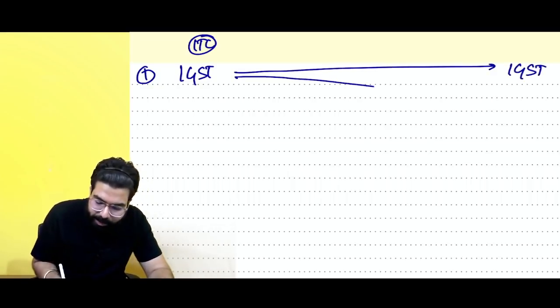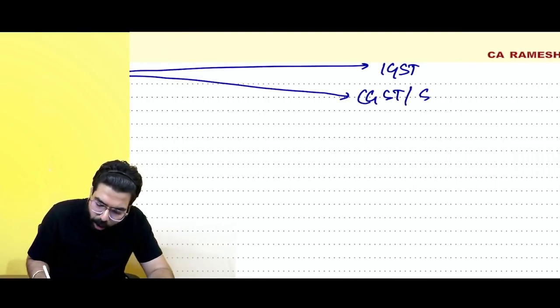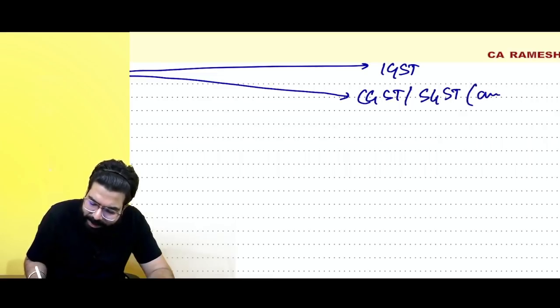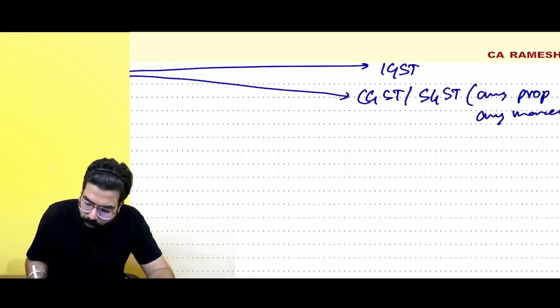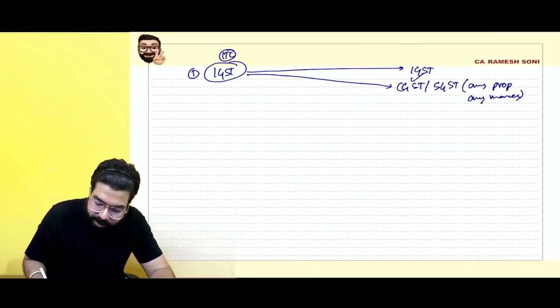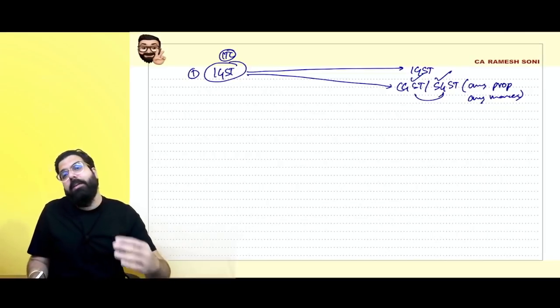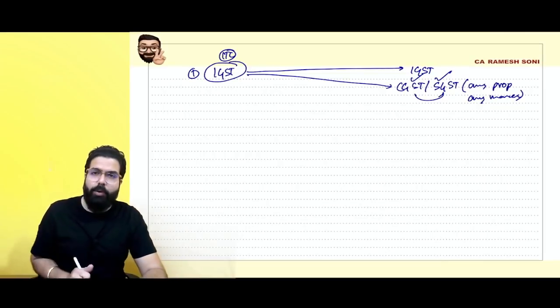If there is anything remaining, then you can go ahead and use it to pay your CGST or SGST in any proportion, any manner. You can use your remaining IGST to pay only your CGST or only your SGST, or 50-50, 50-40, 60-40, however you want.